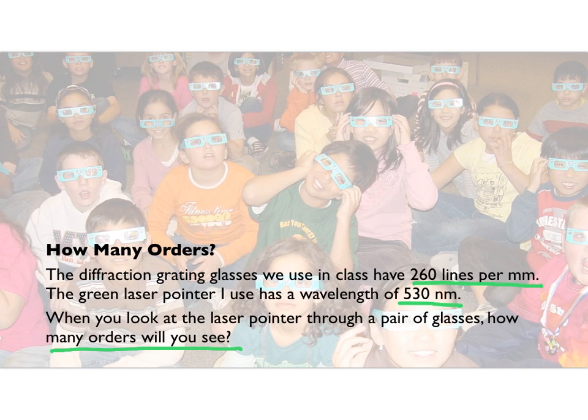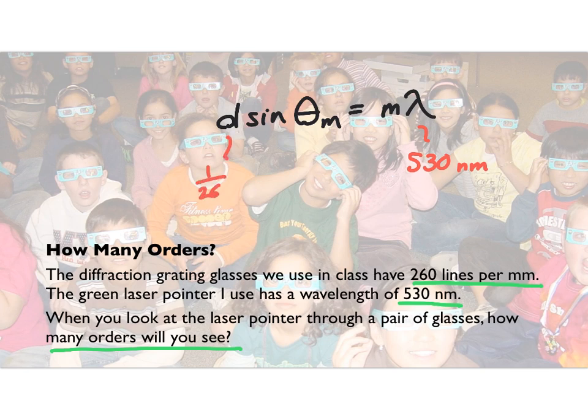Well, since this is a diffraction grating problem, we're going to consider our basic diffraction grating relationship, which is this: d times the sine of theta m is equal to m times lambda. And let's look at the different numbers and see what we can say about it. Well, the wavelength we know is 530 nanometers. We know what that is. d is equal to 1/260 millimeters.